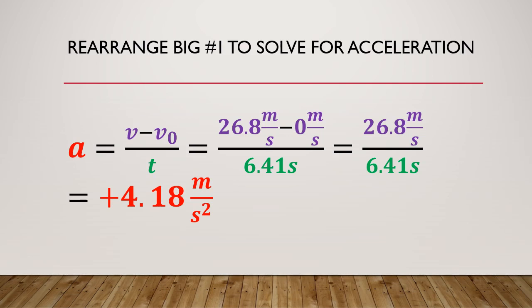So our final answer becomes plus 4.18 meters per second squared, and that should be evident from looking at the 26.8 meters per second divided by the 6.41 seconds. You'll get meters per second over seconds, which is meters per second squared.